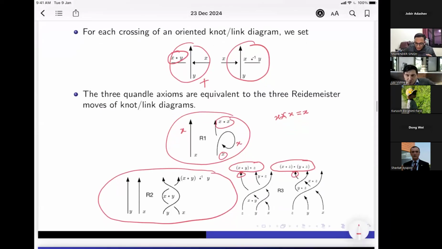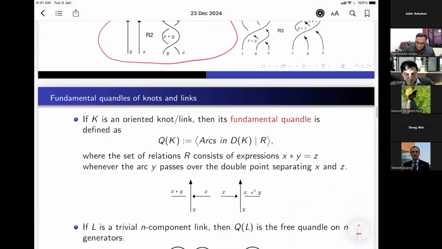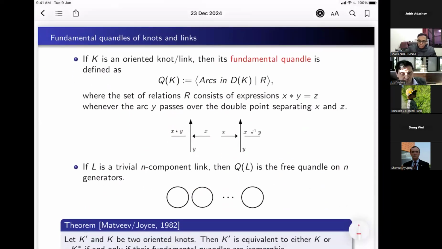And since these axioms are just a formulation of Reidemeister moves, one expects that one should be able to associate a Quandle to a knot. That's a natural expectation. And in fact, it turns out that is the case. So suppose that you are given an oriented knot or link. Given a knot or link, you just put an arrow in any direction you fix. Okay. Then its fundamental Quandle is the following.